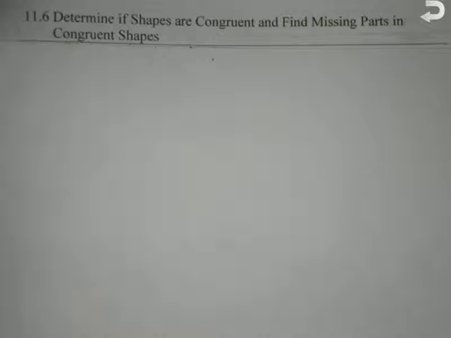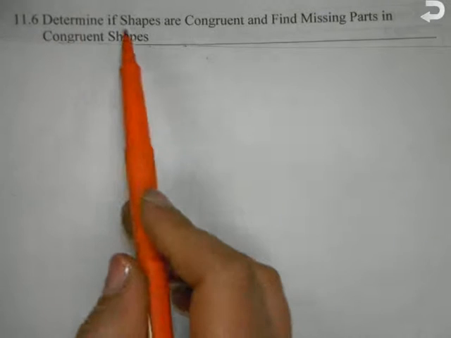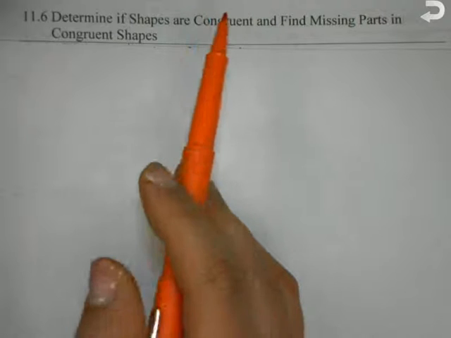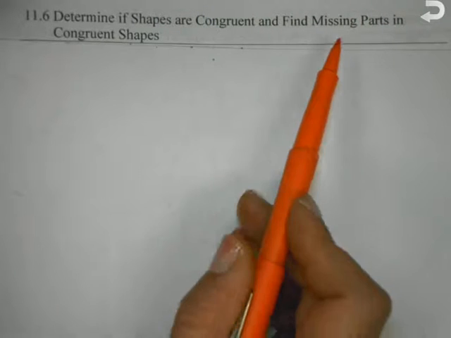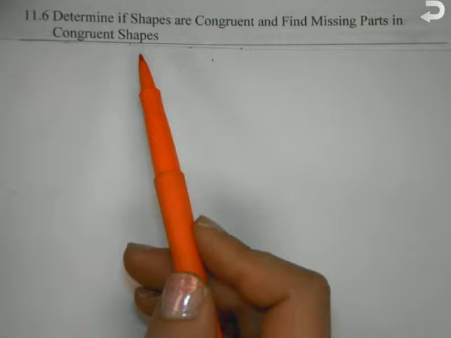So, we are skipping 11.3, 4, and 5 for today, and we're going straight to 11.6. We're looking at shapes and if they're congruent or not. And then when we figure out whether or not they're congruent, we're going to find the missing parts in the shape. Okay?